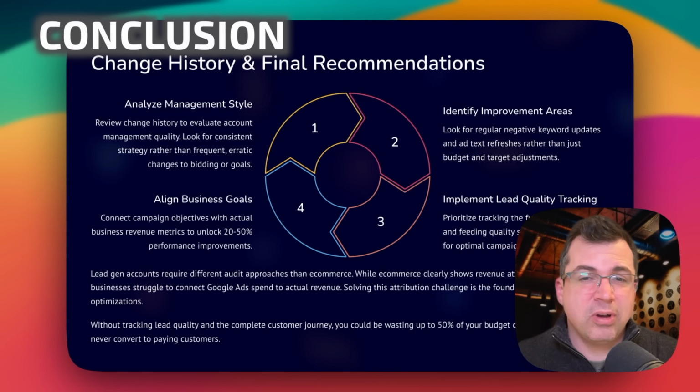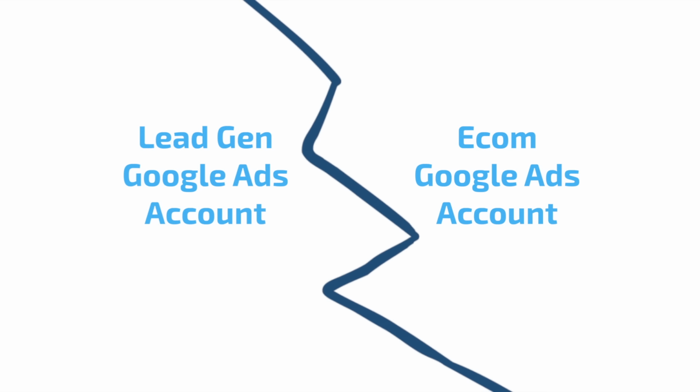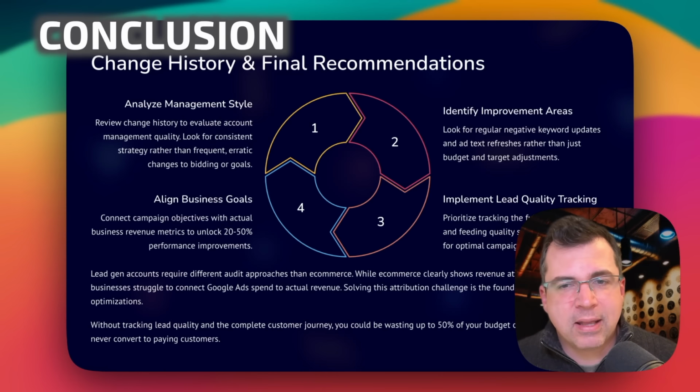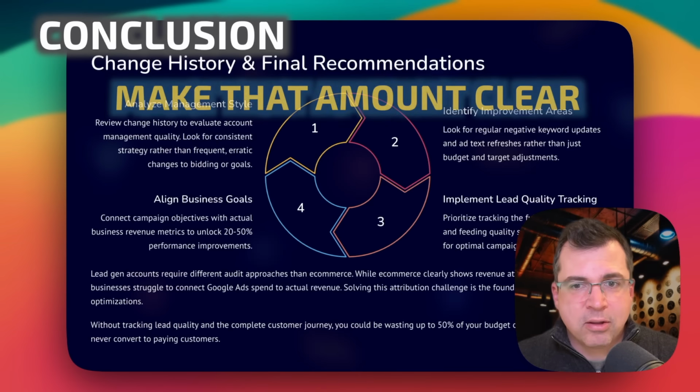So here's my conclusion. You cannot just audit a lead gen Google Ads account the same way you would audit an e-com one. That's why I created 2 separate videos. With e-com, basically everyone can tell how much revenue is associated with the campaign, and that's also not that simple because of attribution. At least the business owner saw that, okay, well, I spent 10 grand and made 35. Whereas with lead gen, many businesses don't even know what amount of revenue could be attributed to Google Ads. Every other business I speak with has this issue. So the first thing is to make that amount clear, and everything else comes after.